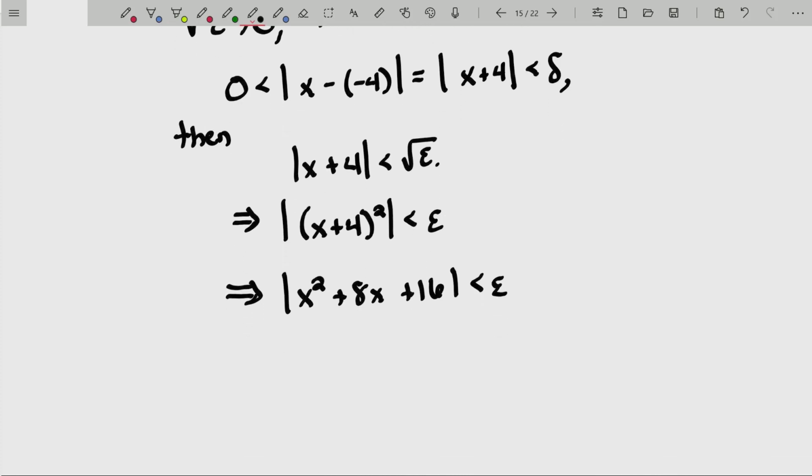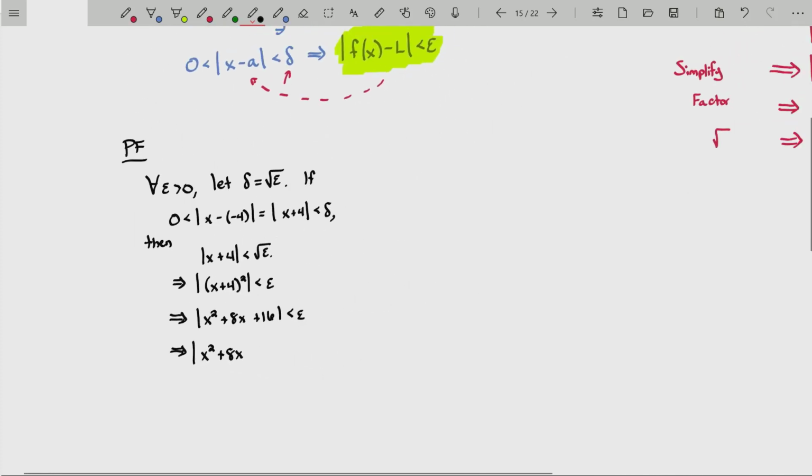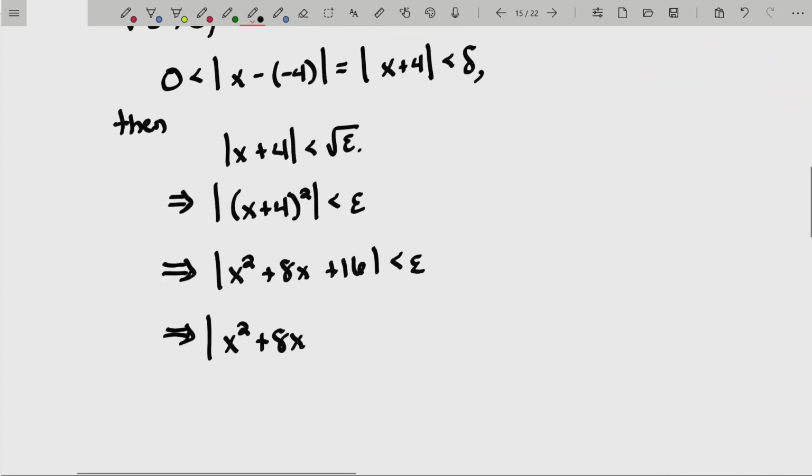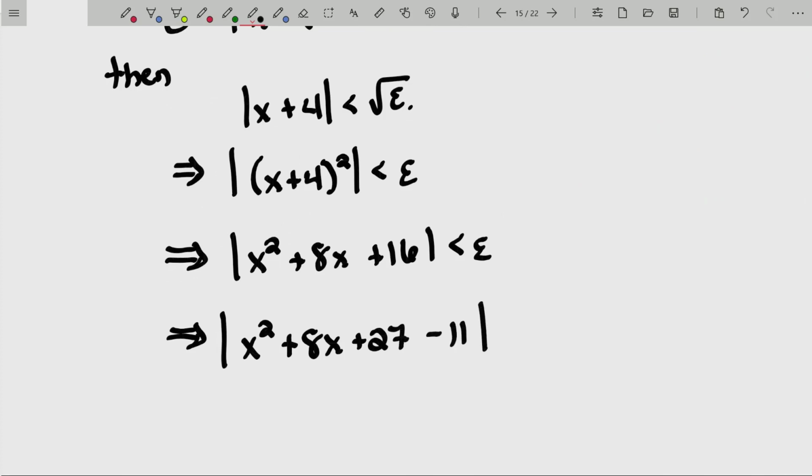You say, well, it should matter to you, because that's the same as the absolute value of x squared plus 8x. And off to the side, I'll cheat a little bit so I can look at my scratch work. Yeah, I want a plus 27 minus 11. So plus 27 minus 11 must therefore be less than epsilon. And they say, okay, what's your point? And you say, well, don't you notice? That's your function. And this is the limit.